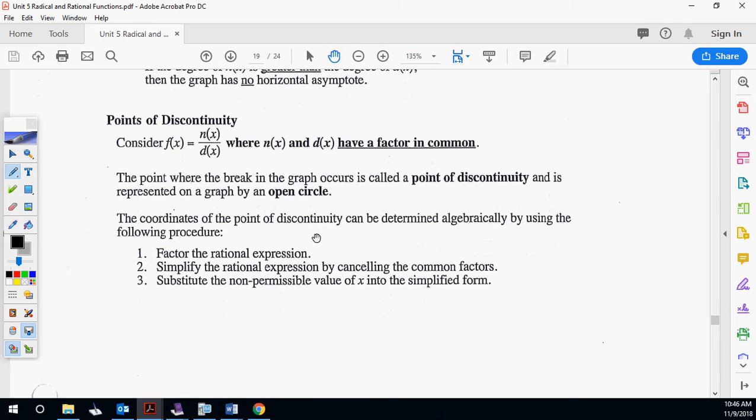Your points of discontinuity are your points which have a hole, and that's when you cancel a factor. So you recognize that with an open circle at that x location that you canceled. Okay, all the stuff we talked about yesterday.